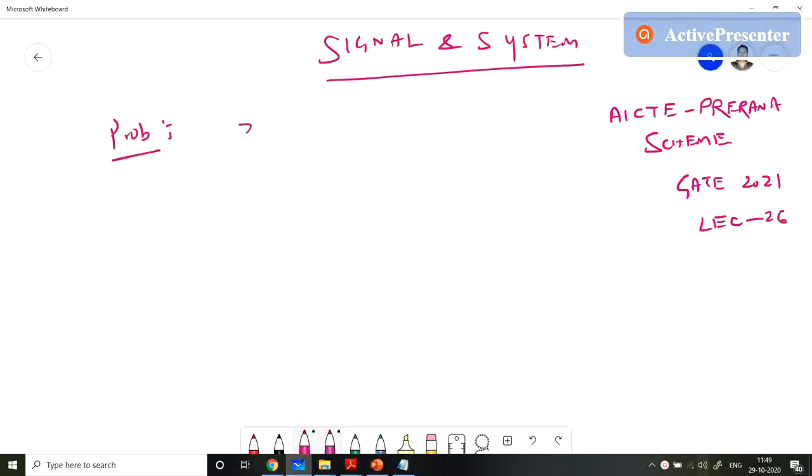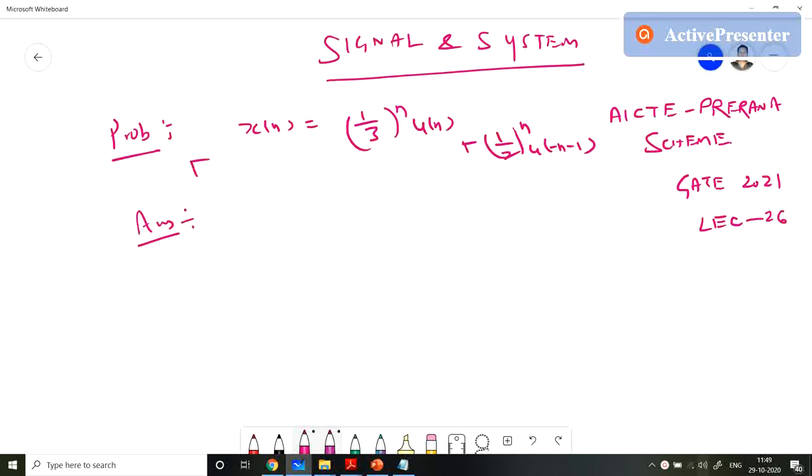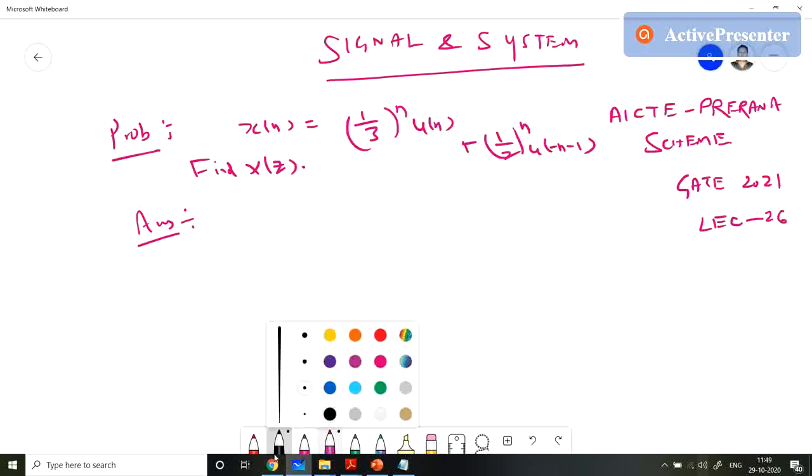The problem is that x[n] is provided, and it is equal to (1/3)^n u[n] plus (1/2)^n u[-n-1]. So x[n] is given in the question. The question is: find X(z). So let us solve this problem.